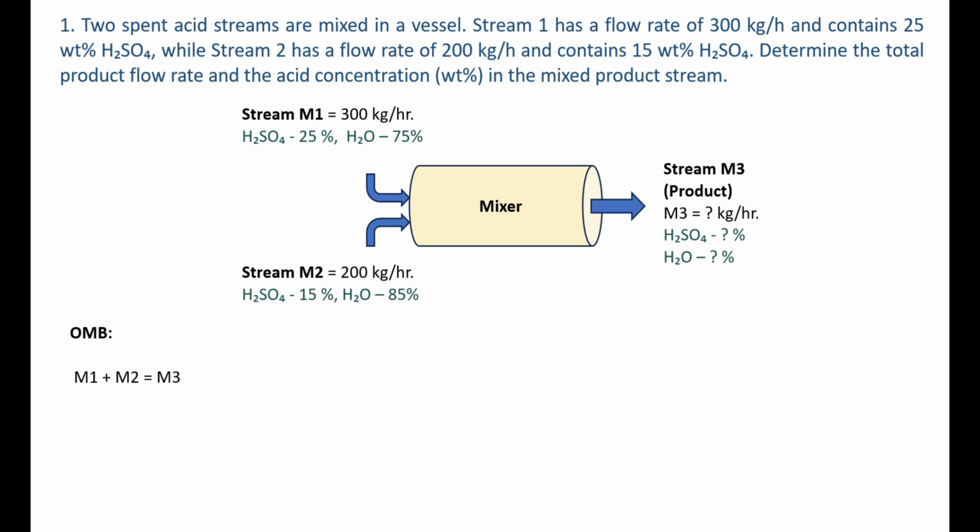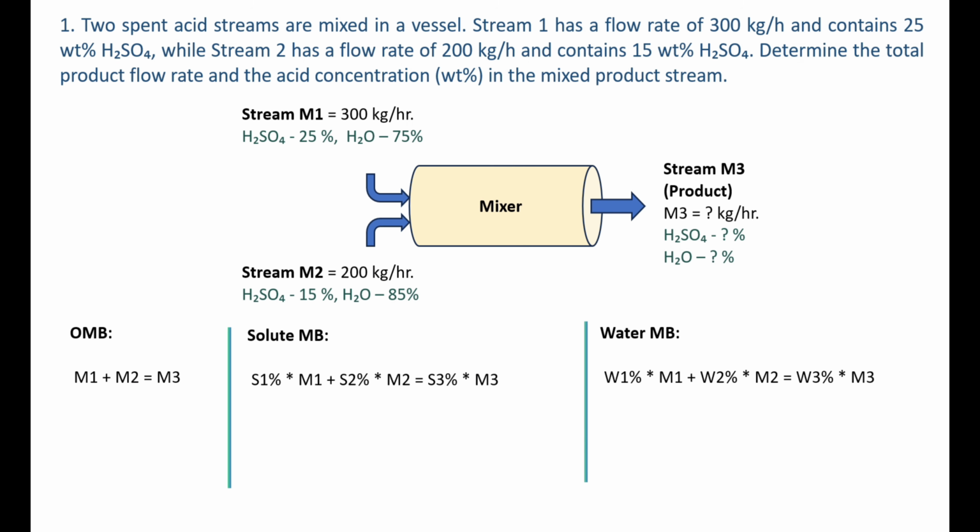To find M3 and the sulfuric acid percentage in the product stream, we'll do the overall mass balance. The overall mass balance would be, there are two streams as input, so we sum M1 plus M2, and there is one output stream, so the right-hand side will be M3. When you go for a solid balance, as we did for the dryer, crystallizer, and also liquid-liquid extraction, we multiply the mass of each stream with the respective solid percentage. So S1 percentage into M1 plus S2 percentage into M2 equals S3 percentage into M3. Moving on to water balance, similarly we will multiply the mass of each stream with its respective water percentage.